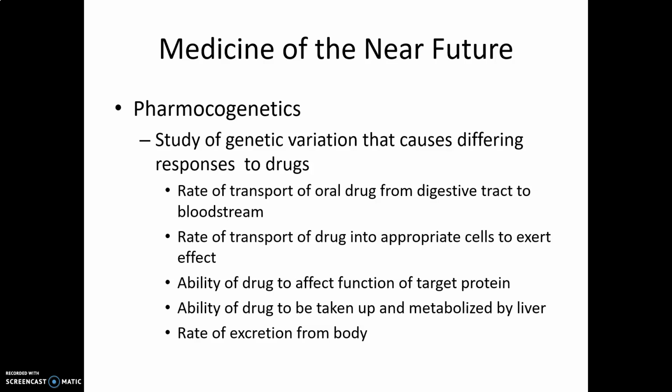So we know that there are several factors that affect how our body responds. So one, if we take an oral drug, how long does it take it to go from our digestive tract to our bloodstream? How long does it take a drug to go into the cell that it has to be in, the target cell? How long does it take it to get in that cell and affect the function of the target protein? How long does it take for a drug to be taken up and metabolized by our liver? And then how long does it take for us to excrete it from our body? Because if you're taking a drug and you have a high rate of excretion, you might be getting rid of it before it has the time to function. So these things matter when we are picking drugs for people.